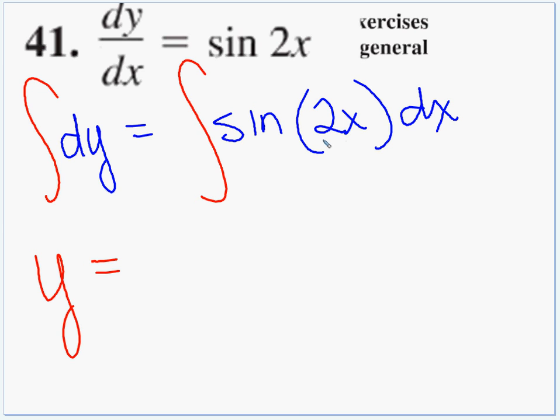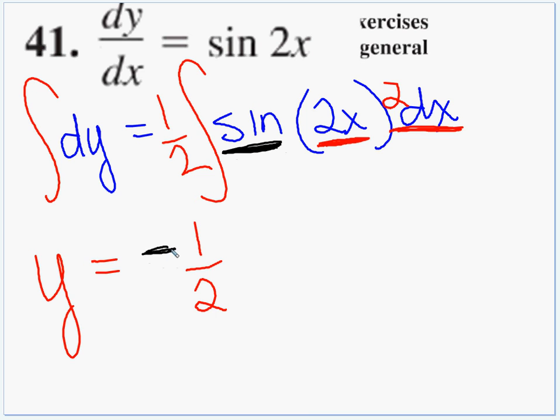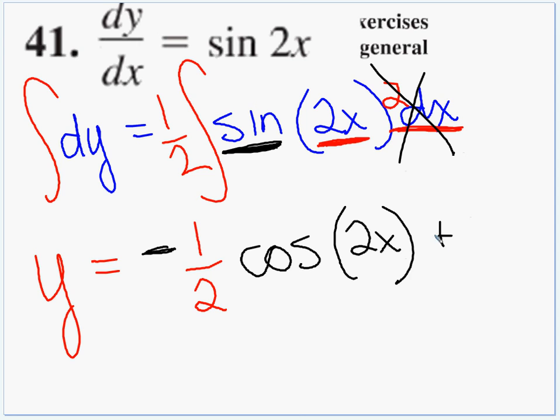If I'm going to antiderive here, I first notice I do have an inner function. The derivative of that would be a 2 dx. So I do need to tweak this with a 2 and a 1/2 out front to get everything ready to antiderive. So here I'm going to have a 1/2. And the antiderivative of sine is negative cos. Negative cos of the same 2x. The rocket fuel burns up, and we just put on a plus c there. So y equals negative half cos of 2x plus c.